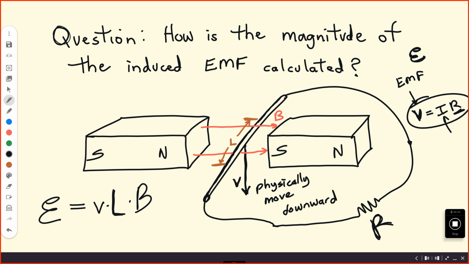Now, interesting enough, if you multiply meters per second by meters by Teslas, you end up getting volts. And we're going to take a closer look at this in 1 second.